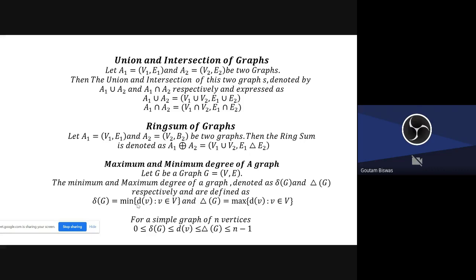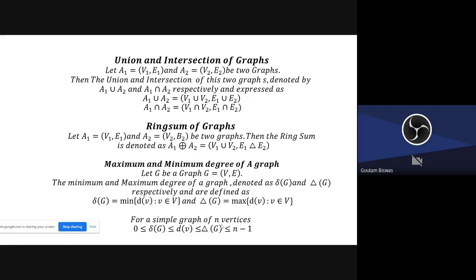Now, the degrees of the vertices in a graph may be different numbers, odd numbers or even numbers. But the smallest one is called the minimum degree of the graph. And the vertex that has the largest degree gives the maximum degree of the graph.